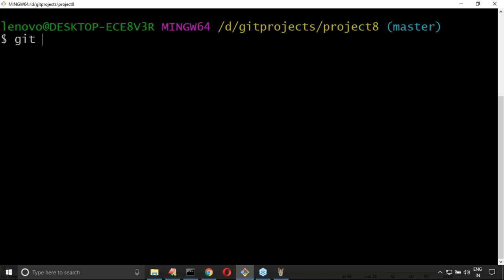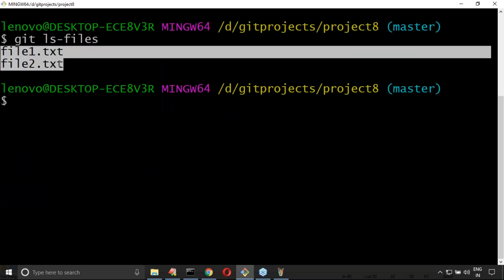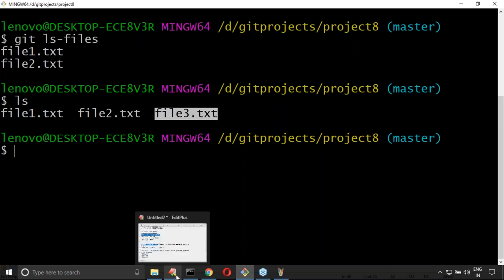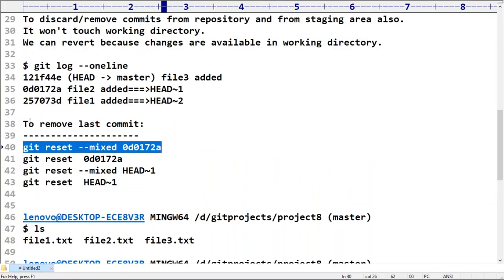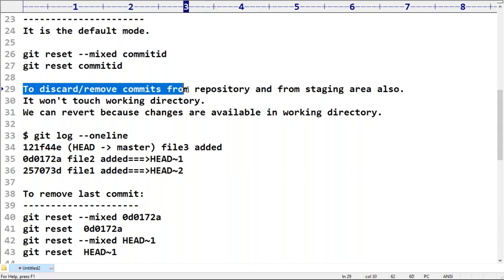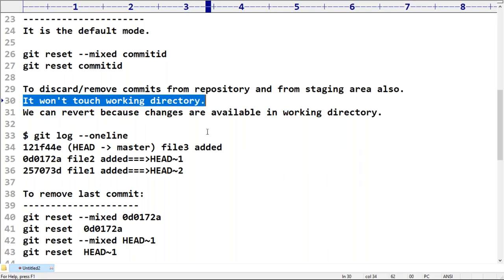Now observe git ls-files. File 3 is gone. Earlier file 3 was there, but now we have file 1 and file 2 only. But if I use ls, file 3 is there. Are you seeing the difference? Everyone in a position to understand? So here, to remove the last commit, we discard commits from the repository and from the staging area also, but it won't touch the working directory.